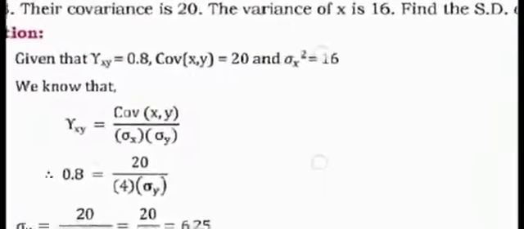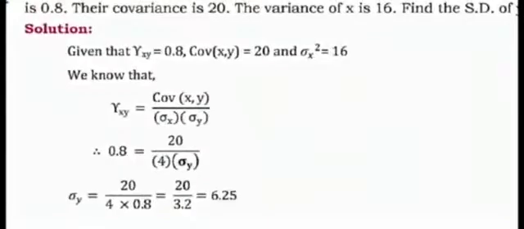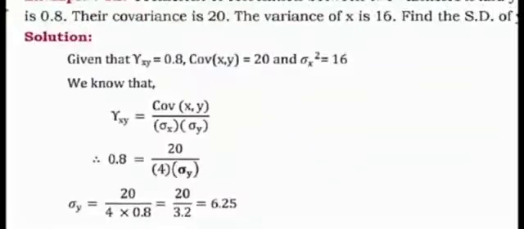Now first the formula, what the basic main formula is: Rxy is equal to covariance of xy divided by sigma x sigma y. Now what values are given? Covariance of xy is 20, variance of x is given as 16, so sigma x is going to be 4. We have to find sigma y. So substitute all the respective values and then do the calculation. You get it as 6.25. When you substitute and find, this is the answer.